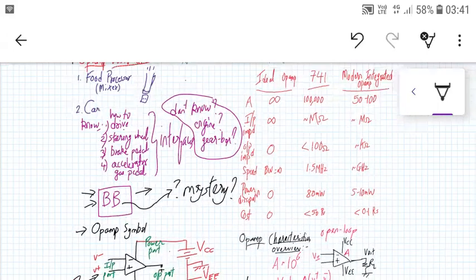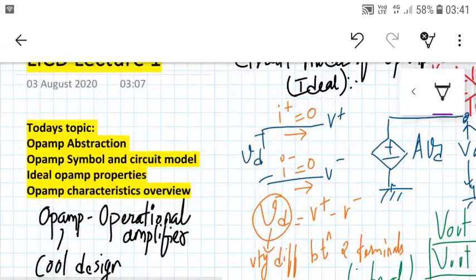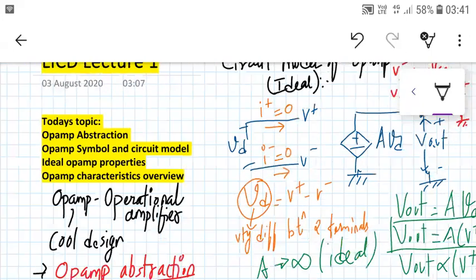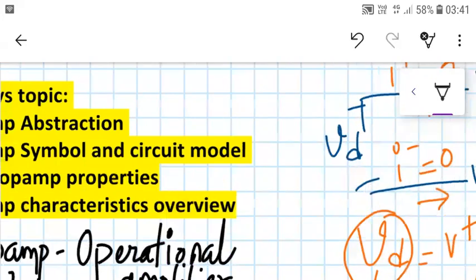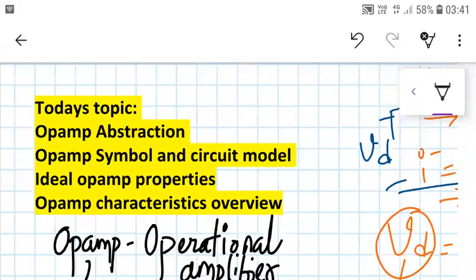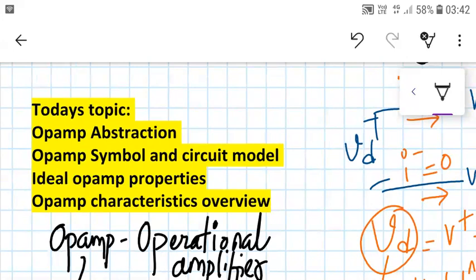So we have come to the end of our lecture. Today's topics which we have discussed were op-amp abstraction. We have seen why op-amp abstraction is useful, and how, without knowing the working of an op-amp, it is very useful in building very useful circuits. Then next we have seen the op-amp symbol and the circuit model. Then we have seen ideal op-amp properties and its comparison between the 741 and modern integrated op-amps. And lastly, we have given an overview of op-amp characteristics in open loop configuration.